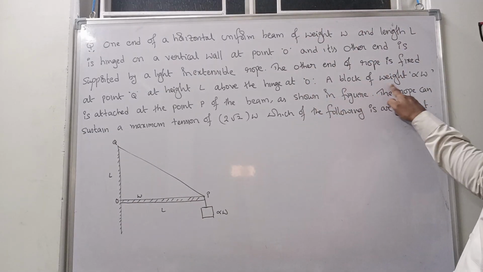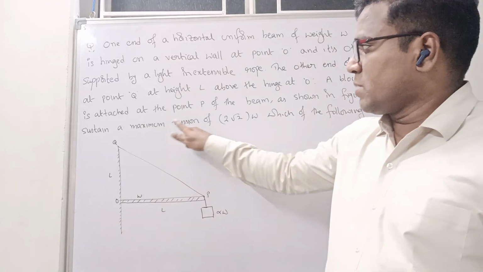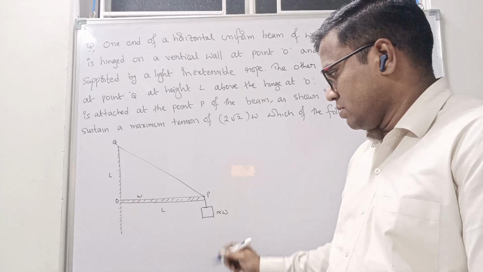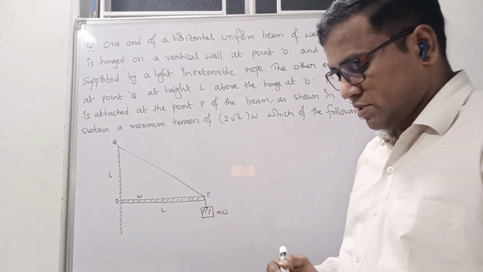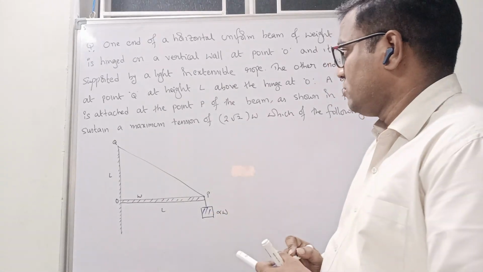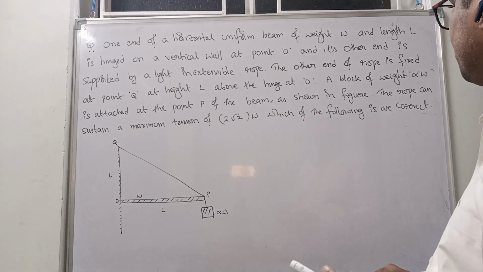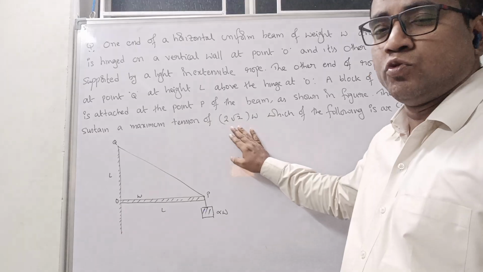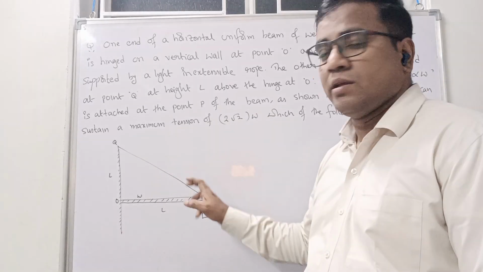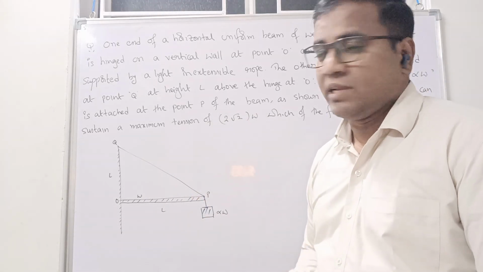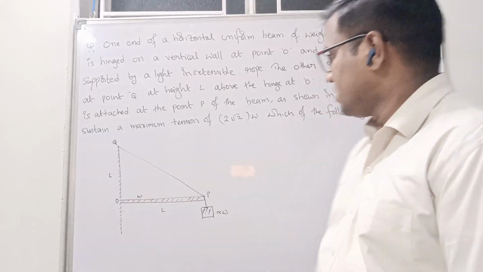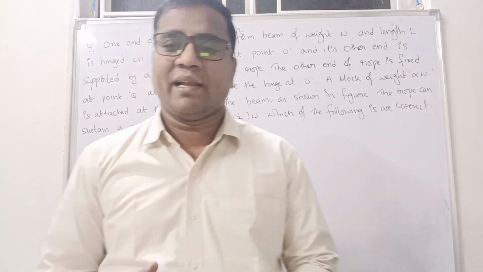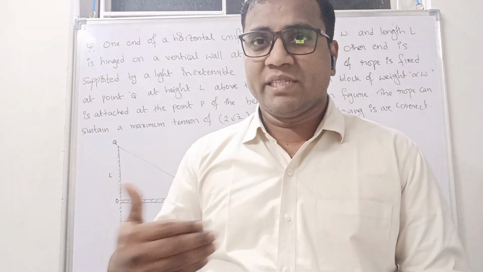A block of weight alpha W is attached at the point P. So at this point, one block is placed here. How much is it? Weight is alpha W. And it says that the rope can sustain a maximum tension of 2√2 W. So how much tension can the rope sustain? At the maximum, 2√2 W. It is asking which of the following are correct. So we have to find which of the statements is correct, right?